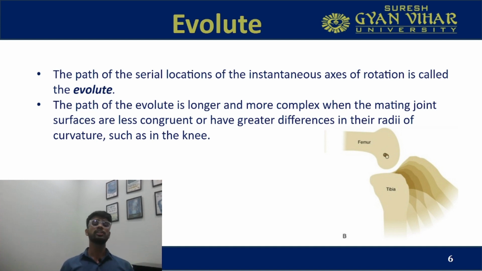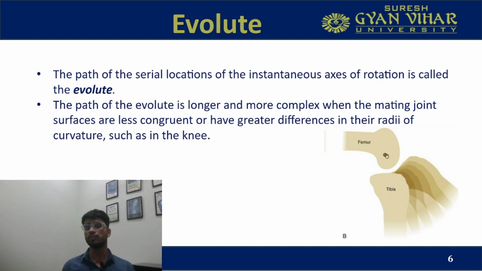There is one more thing that must be remembered about the evolute, which is that the path of this evolute will be longer and more complex when the mating joint surfaces are less congruent. If the congruency is less, then this pathway will be very complex and long. If the congruency is more, then this path will be short because the axis of rotation will not move very much, because one segment is fixed, the other segment is moving, and it is also very congruent. So if congruency is there, then this evolute will be short and not complex. It will be very simple to understand.